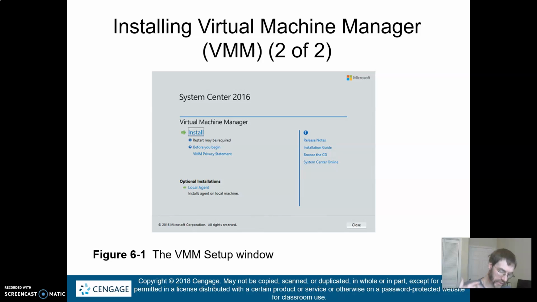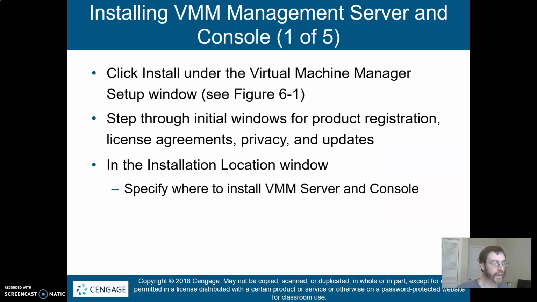As far as installing the console is concerned, I'm just going to keep going with this. You click that install button and step through the initial windows for your product registration. If you don't have a key, don't worry, it'll be good for 180 days. Specify where you want the first server and the console to go. You do have the option of only installing the console if the server is already somewhere else. But if you choose server, the console will come along with it.